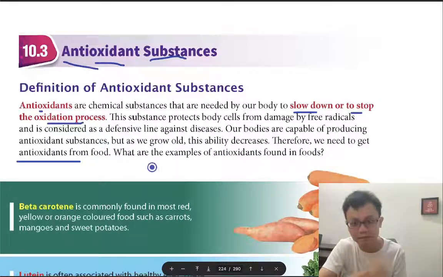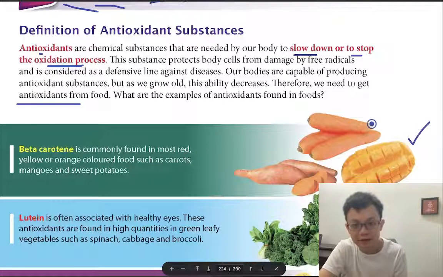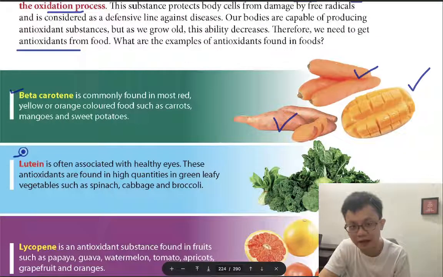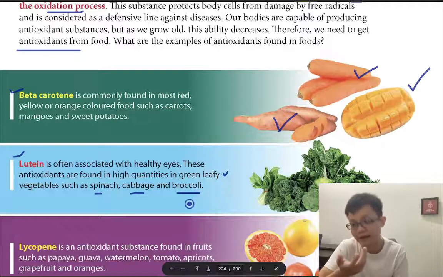So what are the examples? We can see mango, carrot, potato. All of these have beta carotene. Or you eat more lutein, like green vegetables, spinach, carrot, and broccoli, anything.